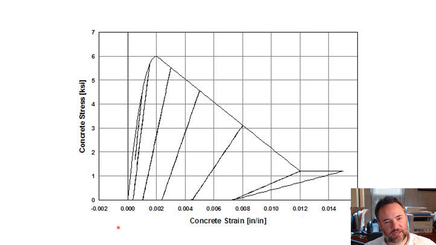So this is an example stress-strain hysteresis for Concrete01, compression only. You see it's kind of parabolic up to the peak, and then it has a straight linear degradation post-peak.